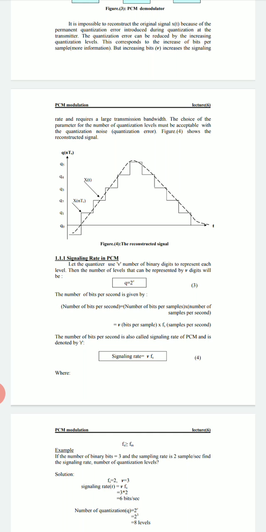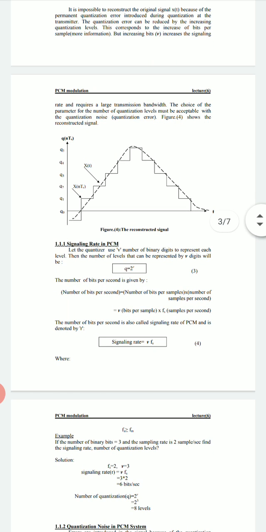So the number of samples per second, and you will get the number of bits per second. You can take that as V into f of s, because we are taking samples per second as f of s and bits as V. So the number of bits per second we are calling the signaling rate, and we denote the signaling rate by letter R.